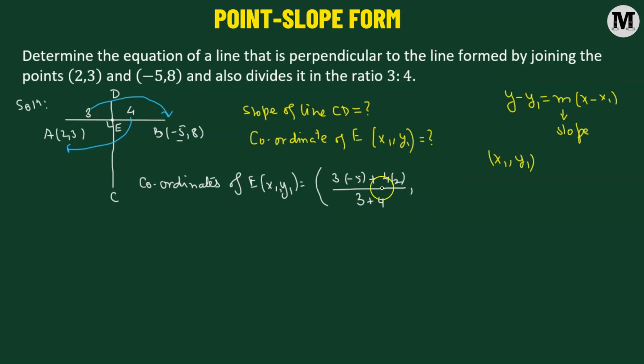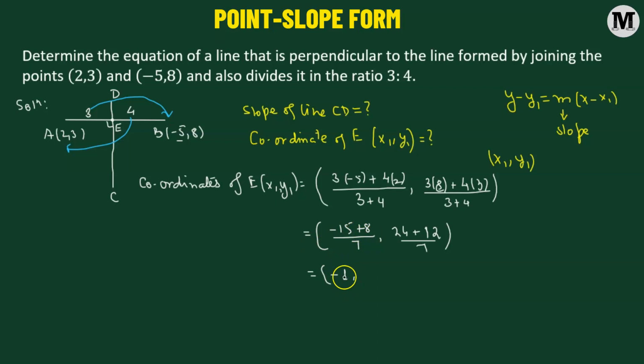Then we have the y coordinate. To find the y coordinate, 3 will get multiplied by the y coordinate of B, so that's 3 times 8. Added to it will be 4 times the y coordinate of A, so that's 4 times 3, divided by 3 plus 4. Fine. So this will be equal to -15 plus 8 divided by 3 plus 4, that's 7, and then we have 24 added to 12 divided by 7. So our coordinates of point E: -15 plus 8 is -7, so we have -1. That's going to be the x coordinate, and the y coordinate will be 36/7.